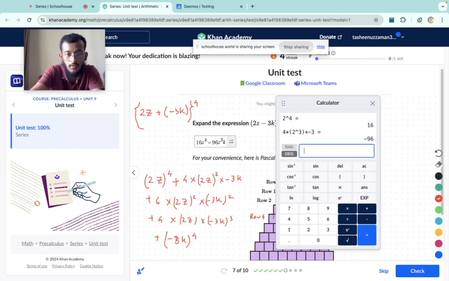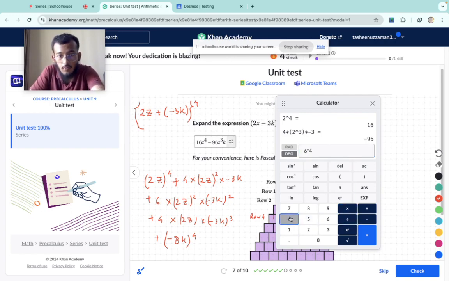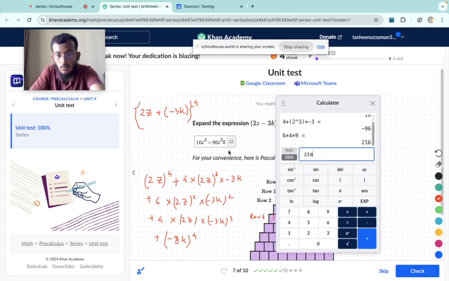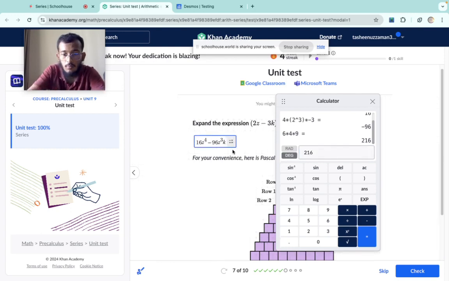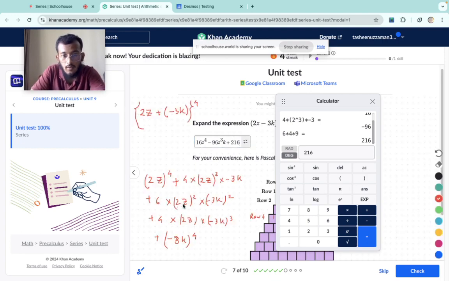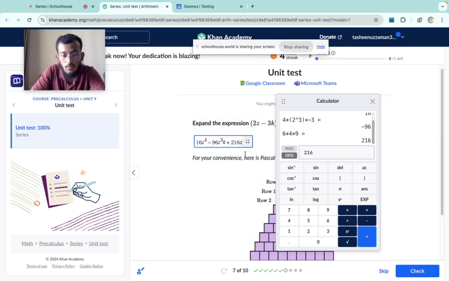And for the next term, we have got 6 into 2 squared, which is 24. And then we have got negative 3 squared, that is positive 9. So positive 9 times 24 is equal to 216. So positive 216, and we have got z squared k squared.